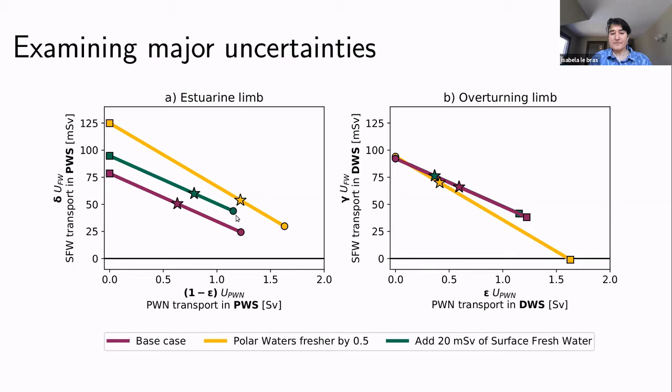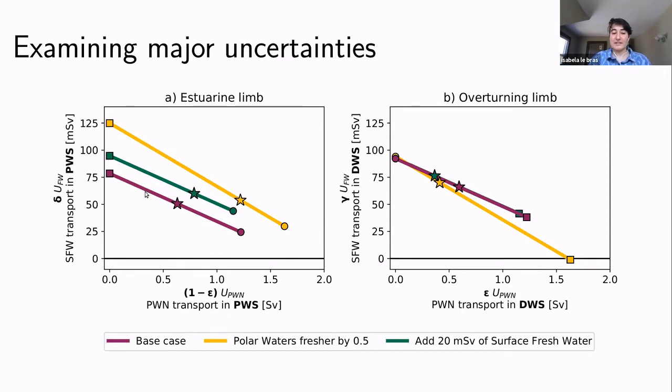And then the green line is what if we added 20 millisieverts of surface freshwater? I did a comparison of different reanalysis products, and some of the other reanalysis products showed more precipitation, for example, and often large ranges. So I tested what if you added 20% more surface freshwater flux, how would the results change? And you can see that the specific numbers change quite a bit. So I wouldn't bet on the specific numbers that I showed you.